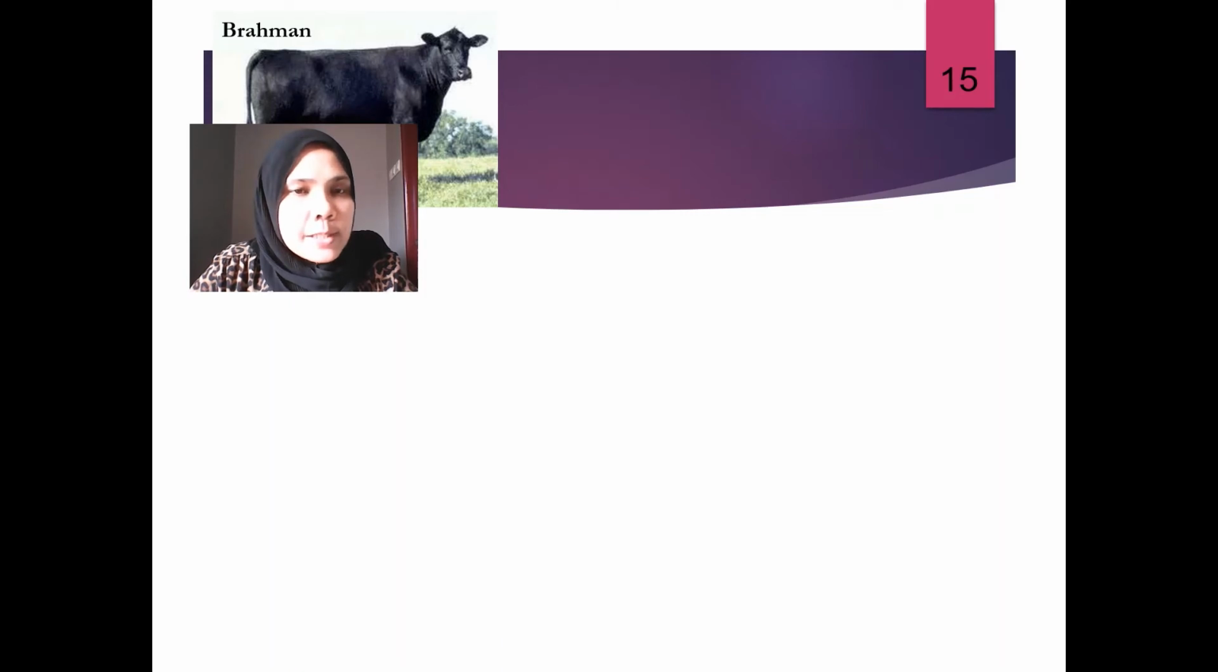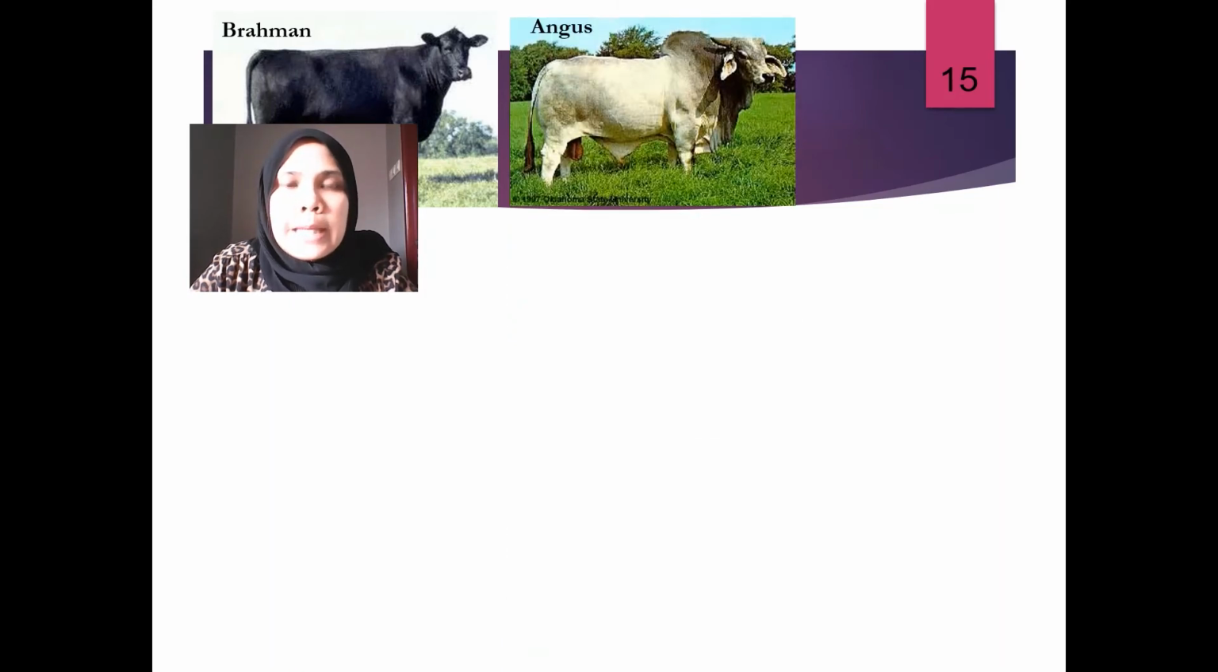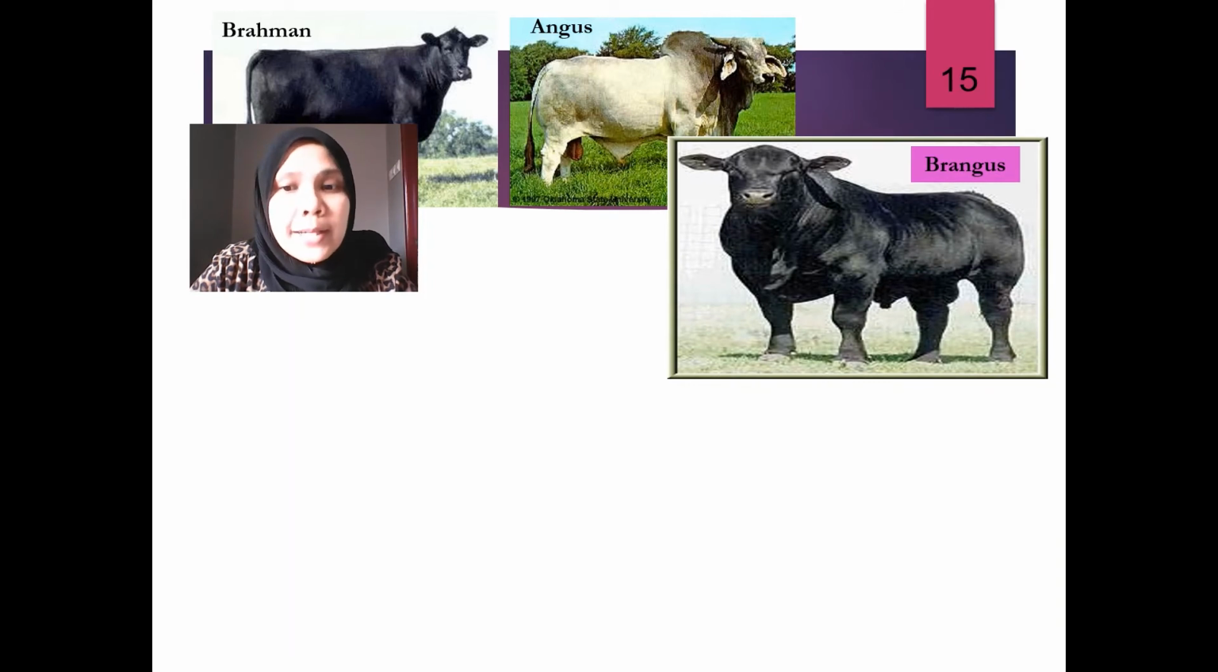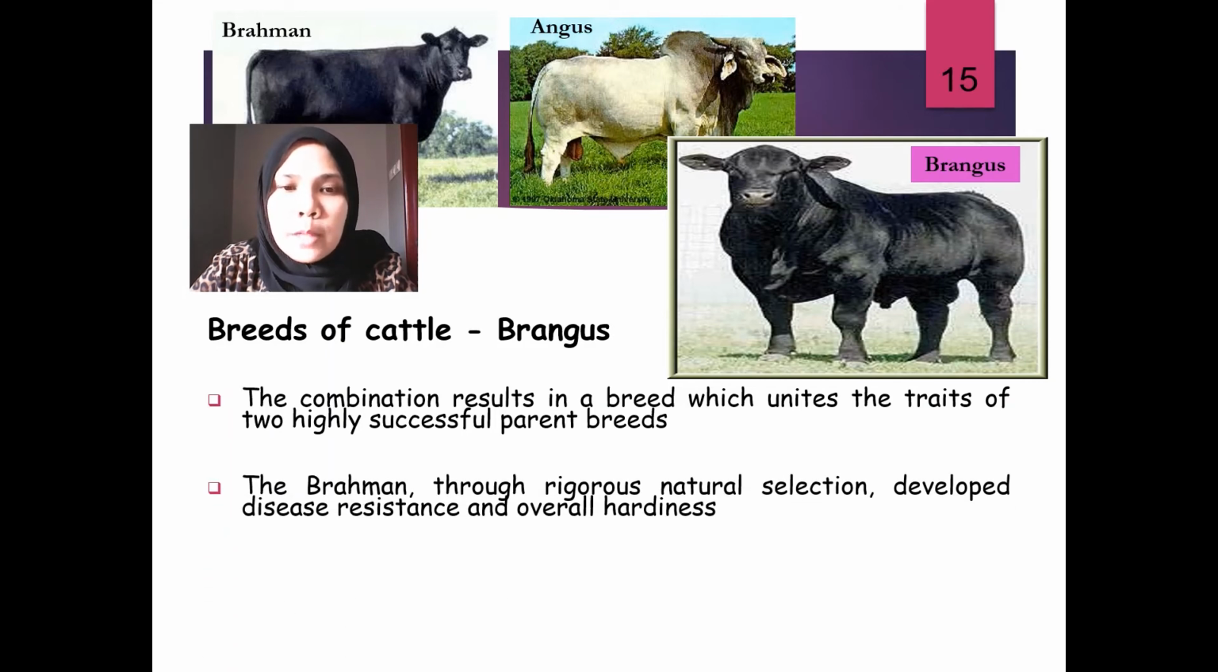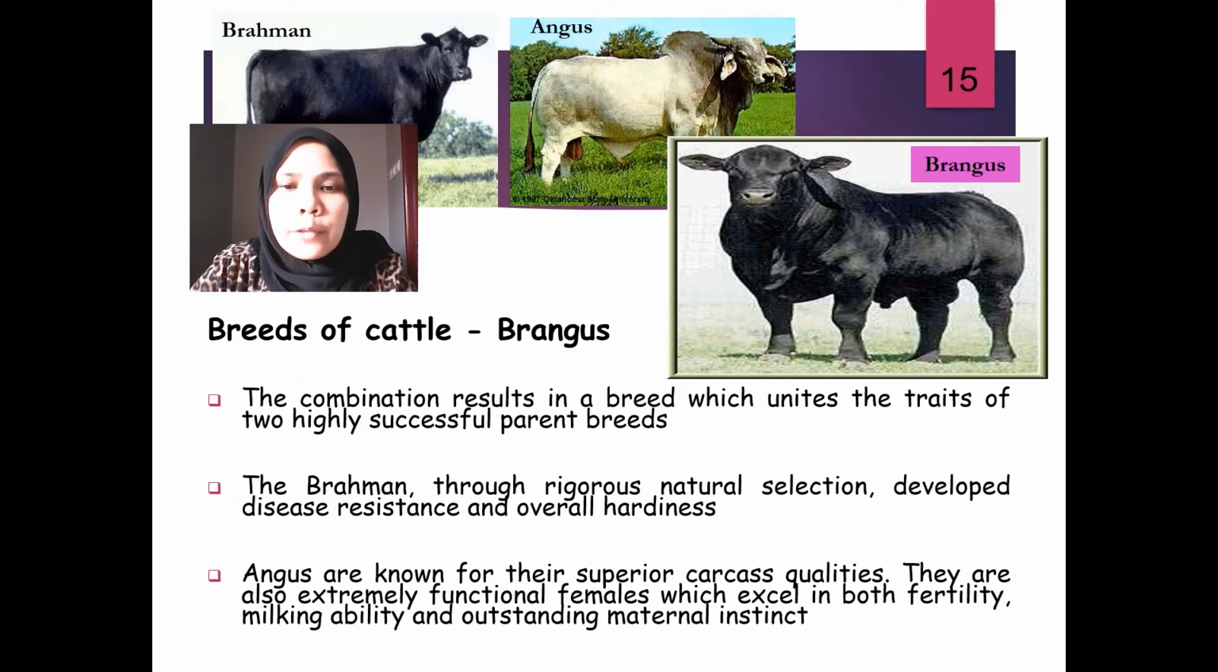And then we also have this, the Brahman and Angus that produce Brangus. So the combination results in a breed which unites the traits of two highly successful parent breeds. The Brahman, through rigorous natural selection, developed disease resistance and overall hardiness, while Angus are known for their superior carcass quality and also extremely functional females which excel in milking ability and outstanding maternal instincts. So Brangus has both the qualities of Brahman and Angus.